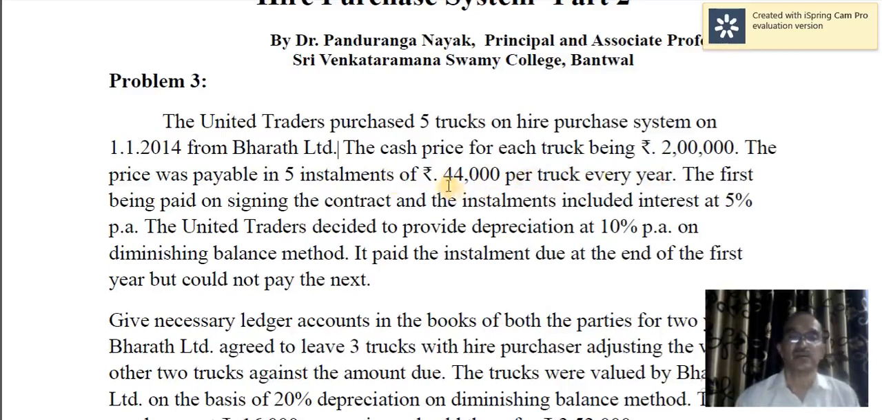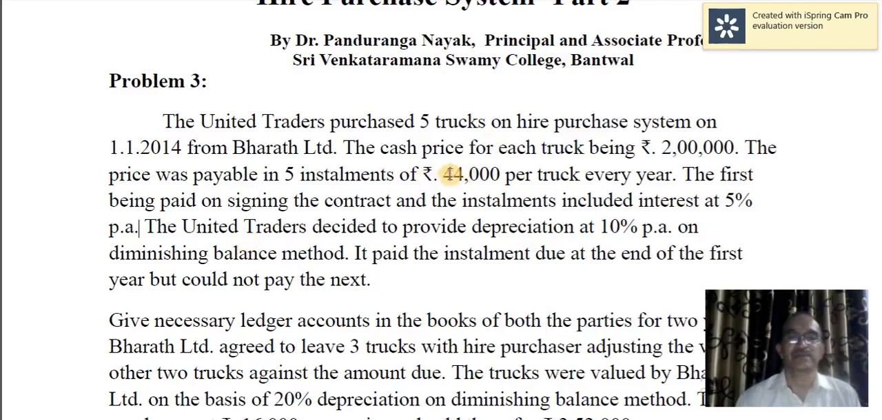This was payable in 5 installments of 44,000 per truck every year, the first being paid on signing the contract. That means that is the down payment. Out of 5 installments, 1 is the down payment and the remaining 4 are annual installments. The installments included interest at 5% per annum.